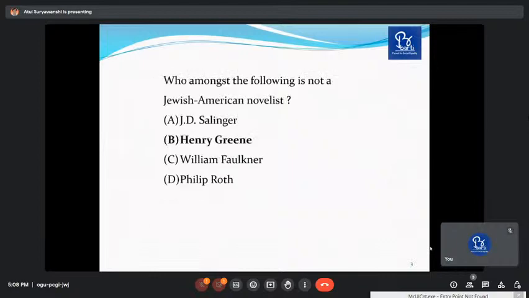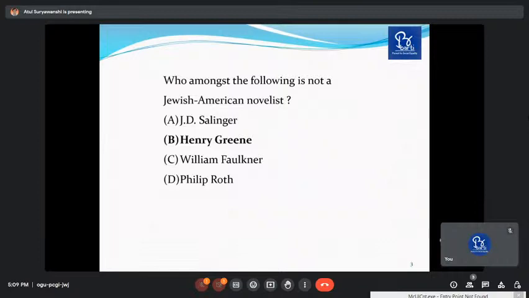Who among the following is not a Jewish American novelist is the question. Here again are four options. The first is J.D. Salinger, the second Henry Green, the third William Faulkner, and the fourth is Philip Roth. The answer has been highlighted here, and it is Henry Green, who is not a Jewish American novelist. He is an English writer.